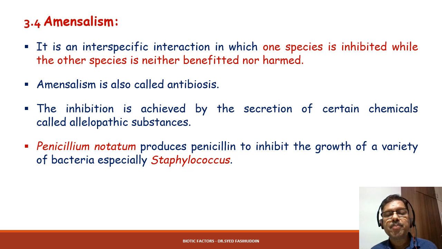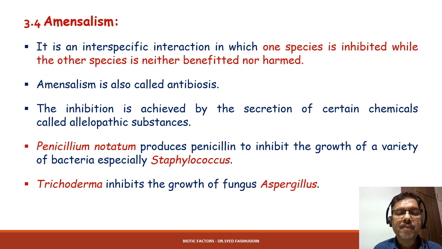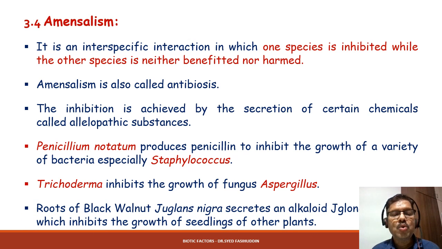Penicillium notatum produces penicillin to inhibit the growth of a variety of bacteria, especially Staphylococcus. Trichoderma inhibits the growth of the fungus Aspergillus. The roots of black walnut, that is Juglans nigra, secrete an alkaloid which inhibits the growth of seedlings of other plants.